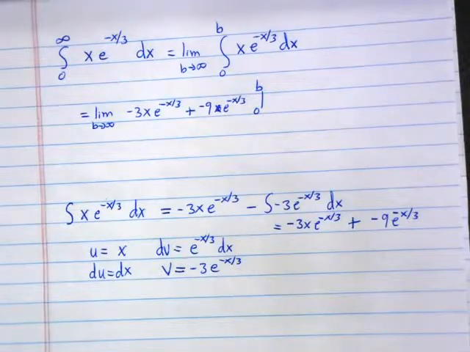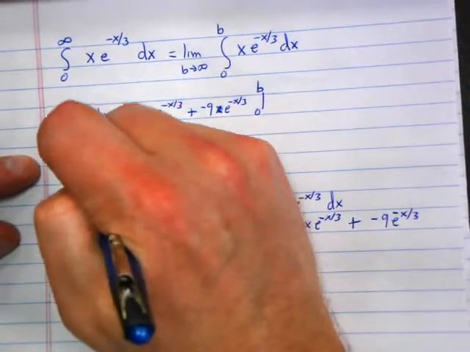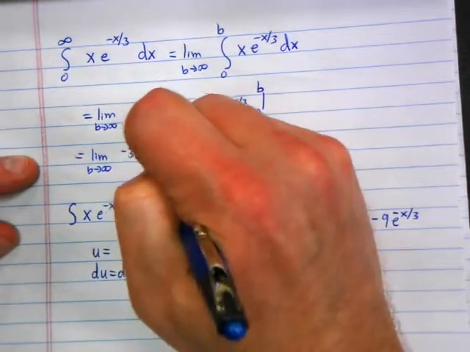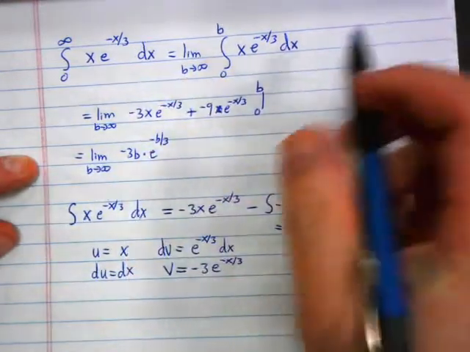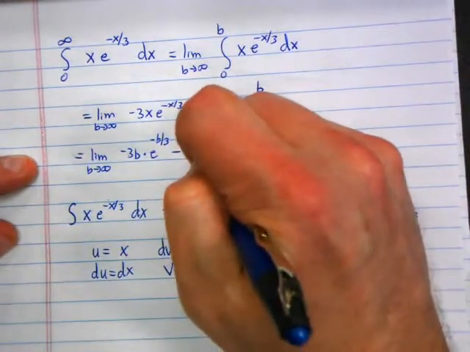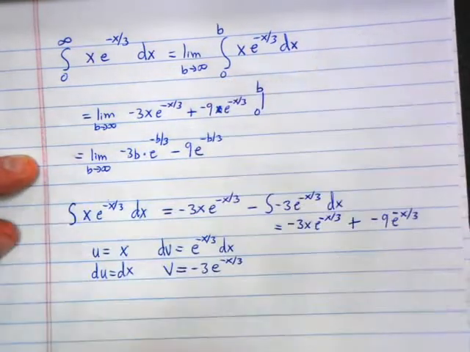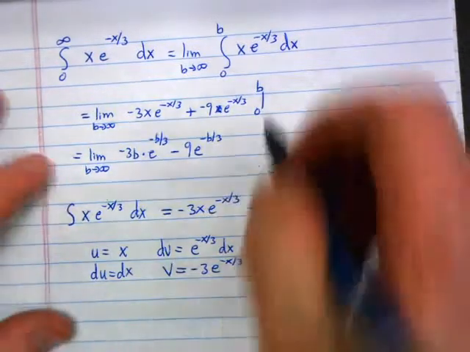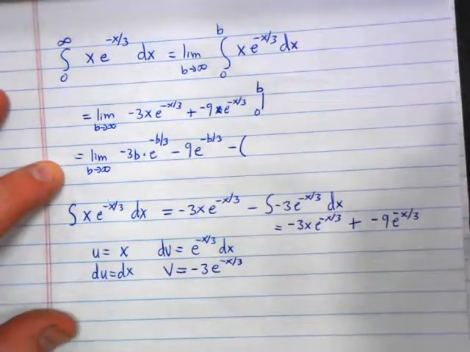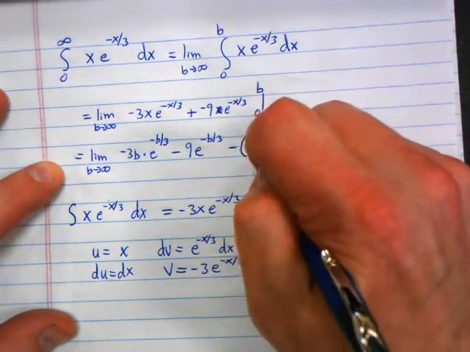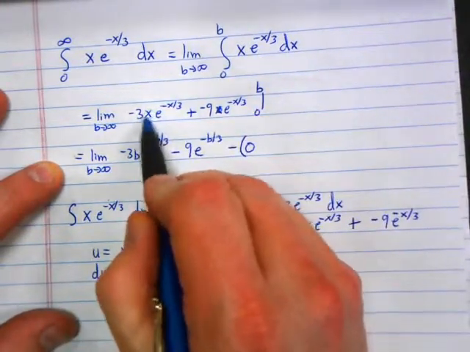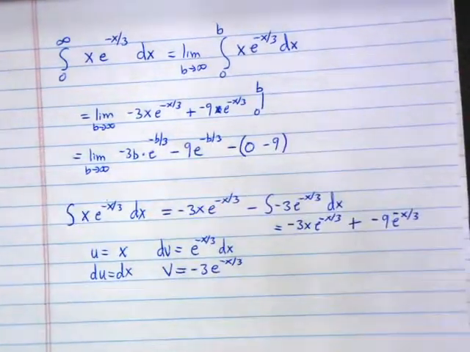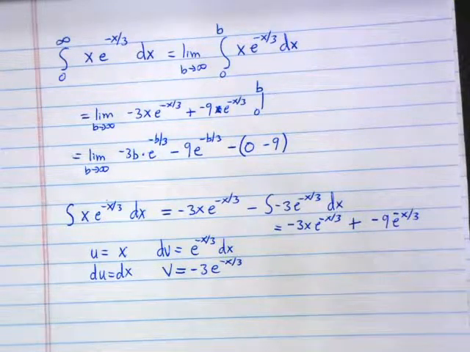Limit as b goes to infinity. Negative 3b times e to the negative b over 3 minus 9e to the negative b over 3. That's what I get when I plug in b. Minus, I plug in 0, I get 0, because I got a 0 right there, minus 9. Because e to the 0 is 1.